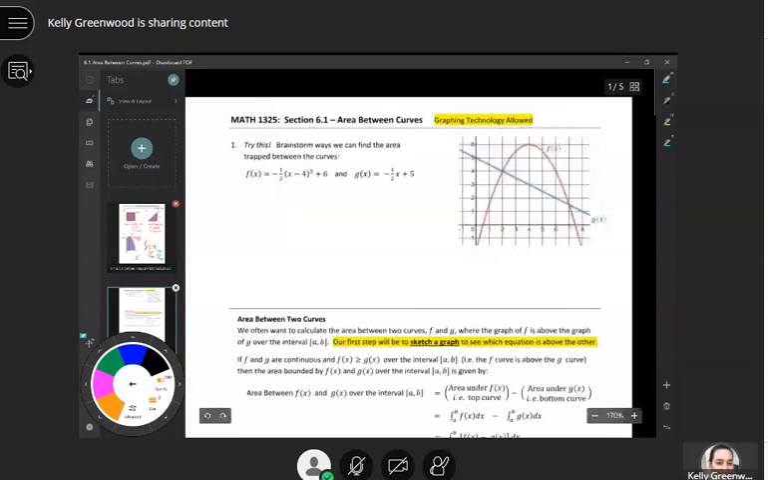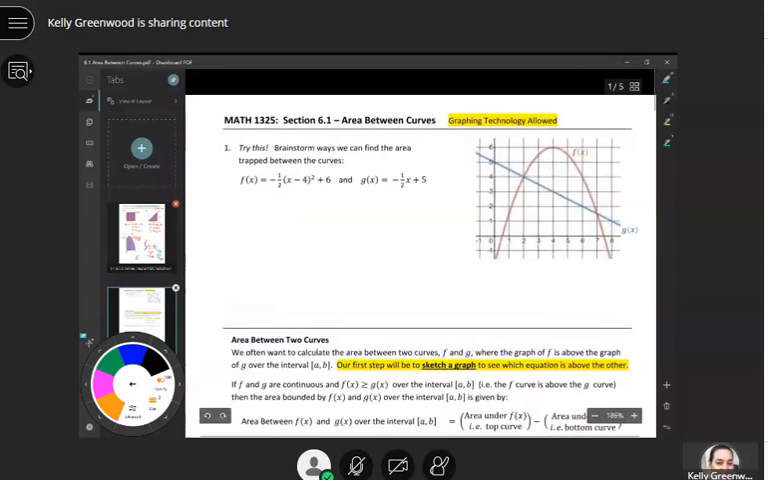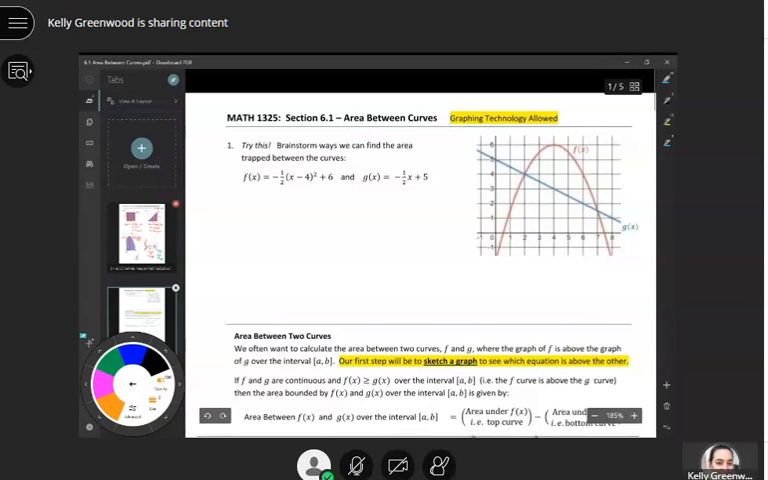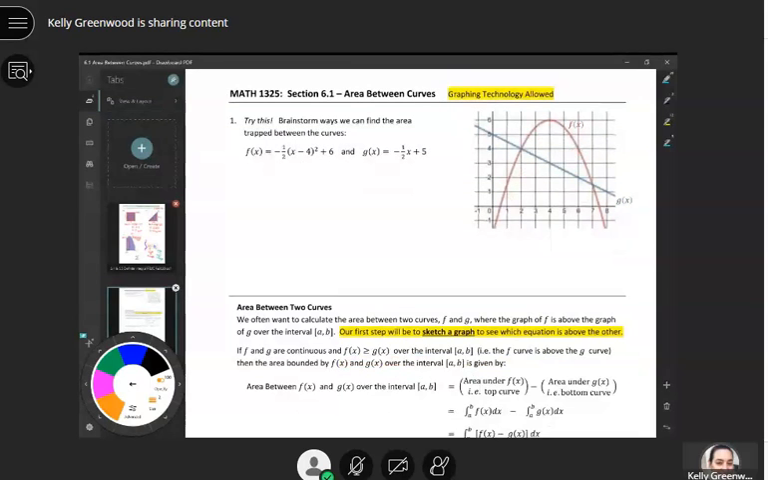So today we are covering chapter 6. Y'all, this is the last chapter. It's 6.1 and 6.2, and then we are done with material for the semester. You're almost there, y'all. Okay, so section 6.1 is talking about area between the curves.